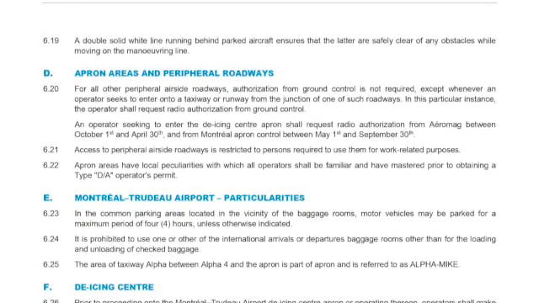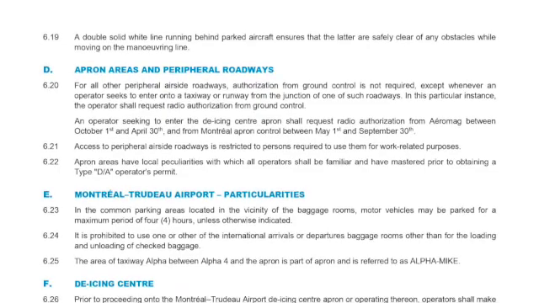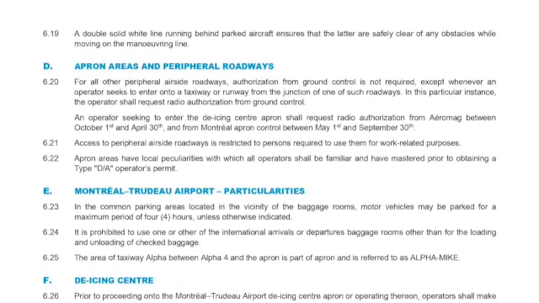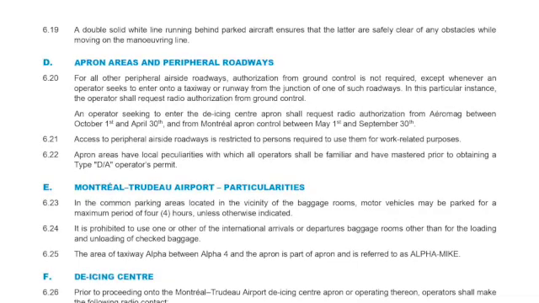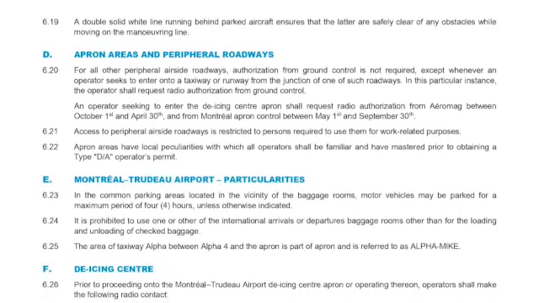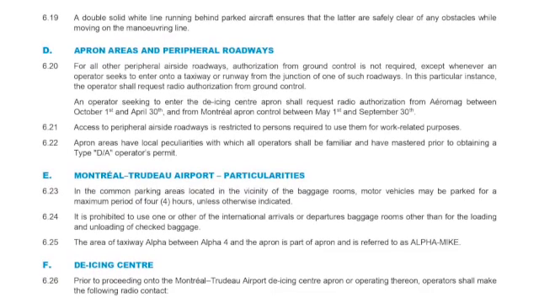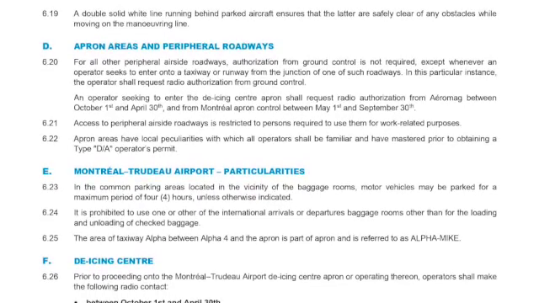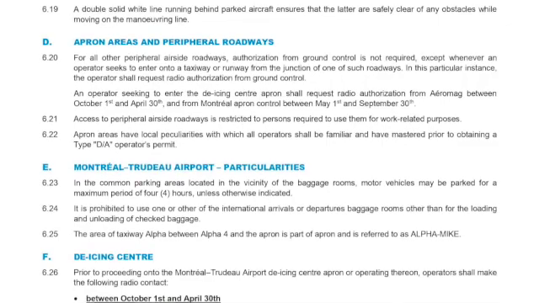6.21. Access to peripheral airside roadways is restricted to persons required to use them for work-related purposes. 6.22. Apron areas have local peculiarities with which all operators shall be familiar and have mastered prior to obtaining a Type D/A operator's permit.